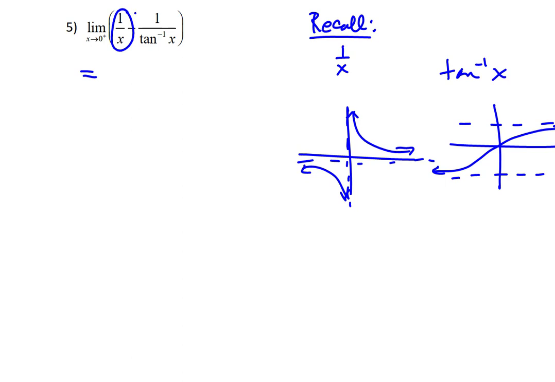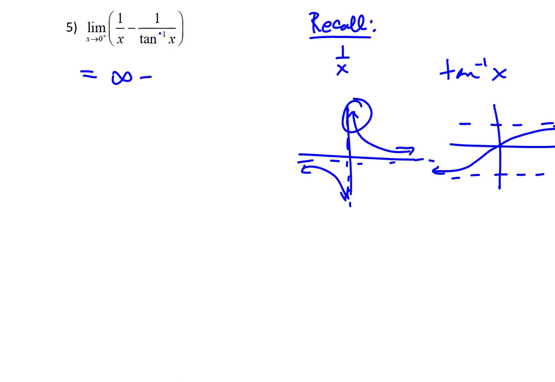And so for 1 over x, where this graph is approaching 0 from the right, that would mean we have positive infinity. Now for the second term, the 1 over tangent inverse of x, this one's a little trickier. I wrote out the graph of tangent inverse, but this expression says 1 over tangent inverse. Well, here's why the graph is helpful.